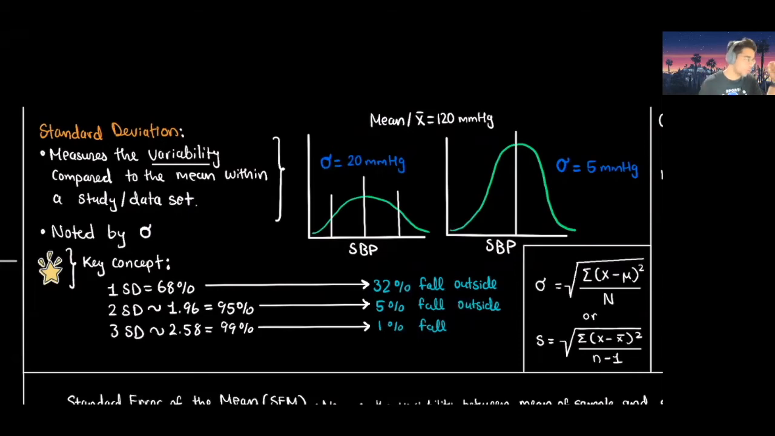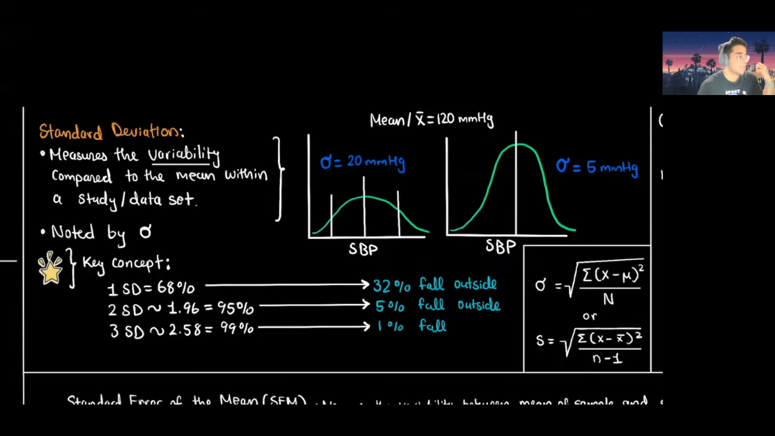So to be precise, standard deviation measures the variability compared to the mean within a study or data set. This is different from variability, because variability is talking about the exact, precise, unique data point. Standard deviation looks at the entire set. So variability is the unique individual one, versus standard deviation, which looks at the whole set.